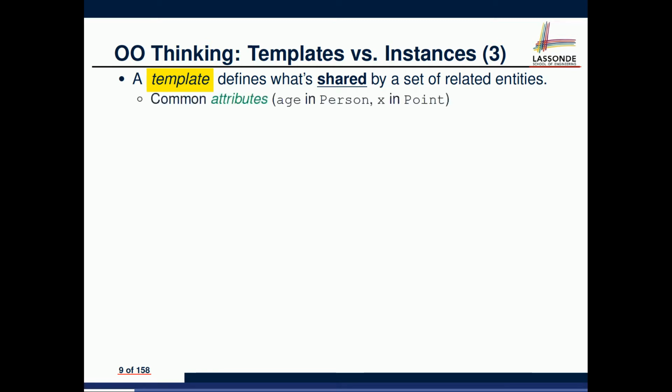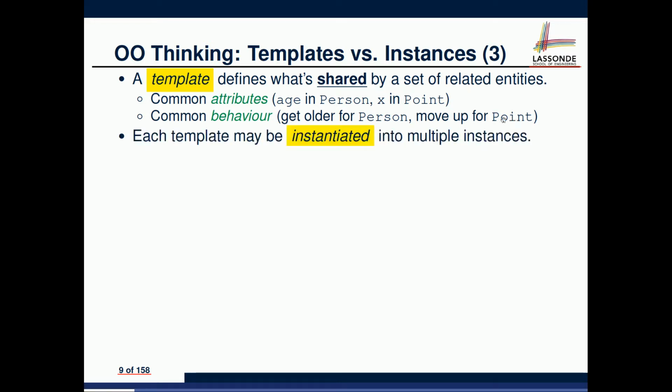They are different. So each template has common attributes. For example, for the person template, you've got age, weight, and height. For the point template, you've got x and y. And then common behavior, which means a definition for the behavior. For example, in the person template or the person class, the way you get older is by incrementing the age by 1. And for the point class, the way you move up is by incrementing the value of y by 1.